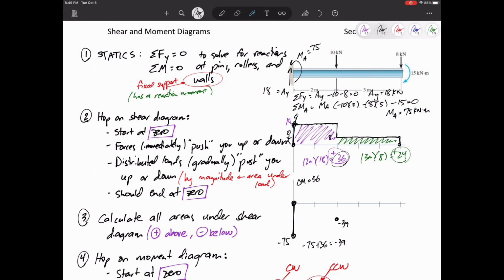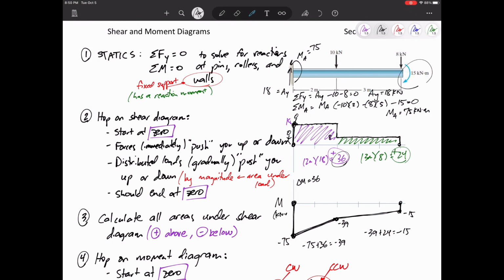How do I get there? Is it curved? Is it linear? Well, V is the slope of M, so the slope is just 18. The slope is constant, so it is linear. Then I'm at negative 39 and need to go up by 24, so I go up from negative 39 to negative 15. I go linearly because V is the slope of M, and then I get to 0, because the last thing I see is this 15 kilonewton meter moment right here.